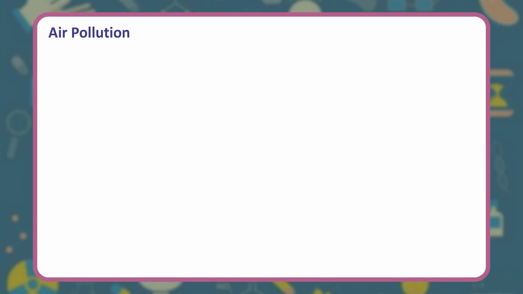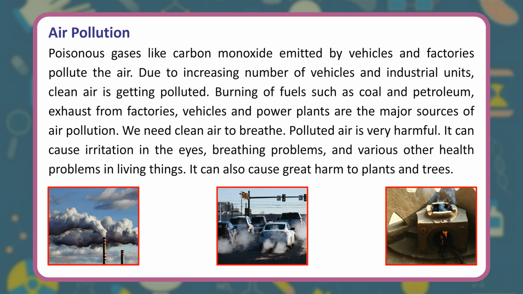Air pollution. Poisonous gases like carbon monoxide emitted by vehicles and factories pollute the air. Due to the increasing number of vehicles and industrial units, clean air is getting polluted. Burning of fuels such as coal and petroleum, and exhaust from factories, vehicles and power plants are the major sources of air pollution. We need clean air to breathe.